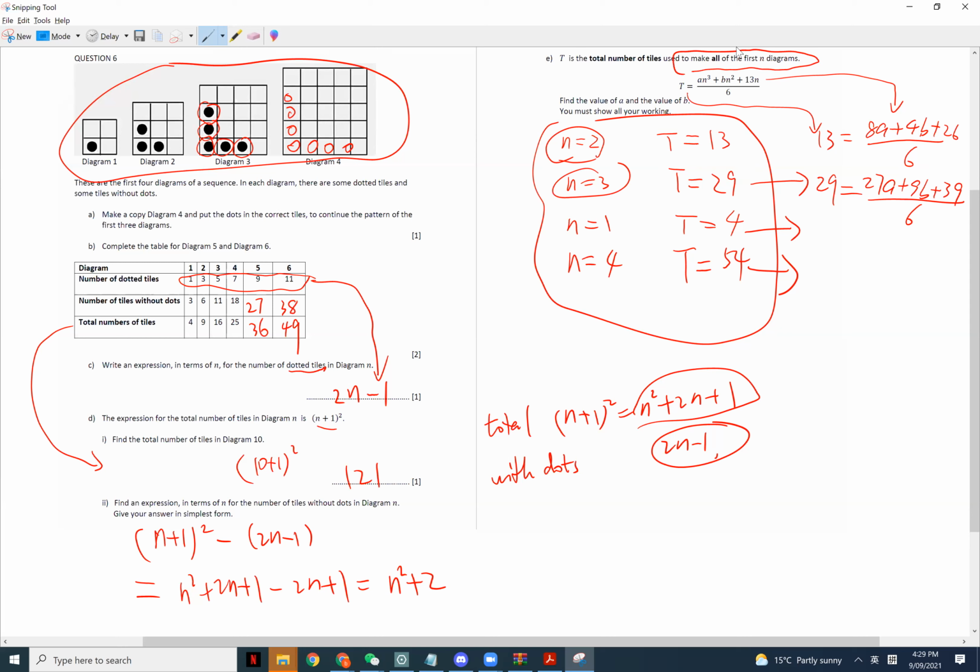Joshua, this T means the number of tiles you need to make all the diagrams. Not n equals 2, that means you need to make the first one and the second one, not just the second one. Ruben, next one. Four equals. Joshua, if n plus one squared, you just need a total number for a single diagram. This big T is the number of tiles for all the diagrams from 1, 2, 3. Oh. Here you got 6a plus b plus 13.